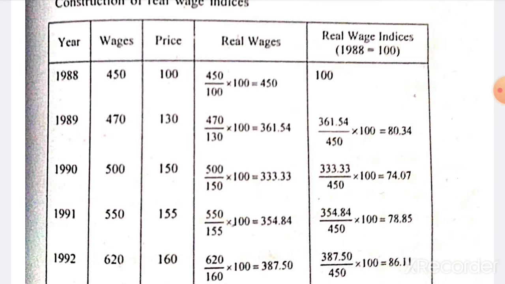So real wage values are money wage divided by price into 100. So 450 divided by 100 into 100. 470 divided by 130 into 100.